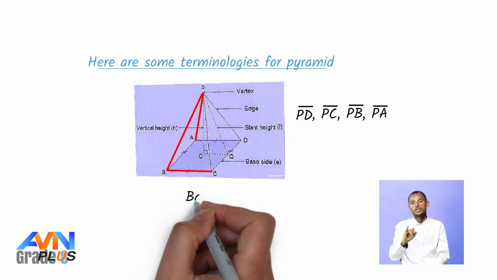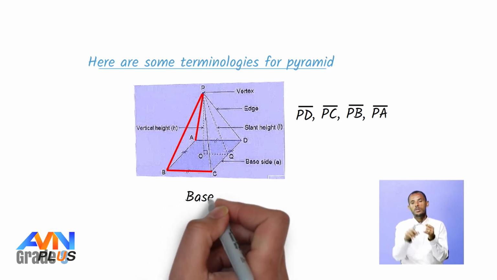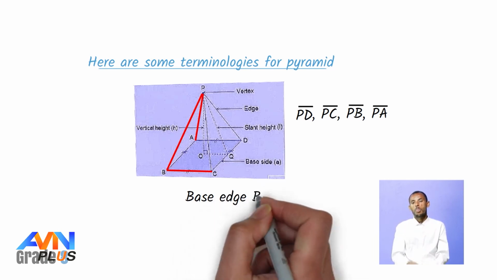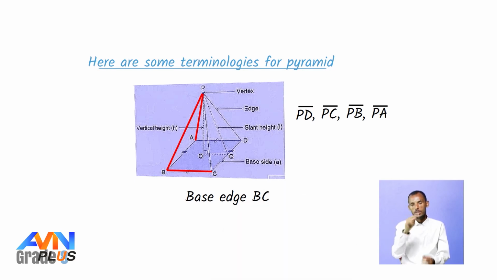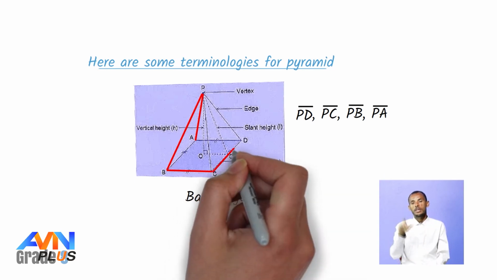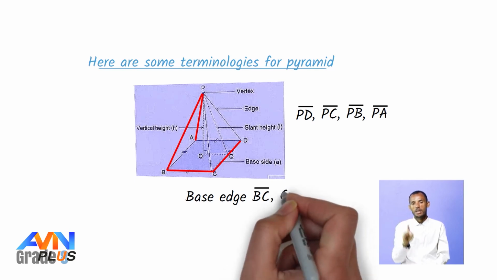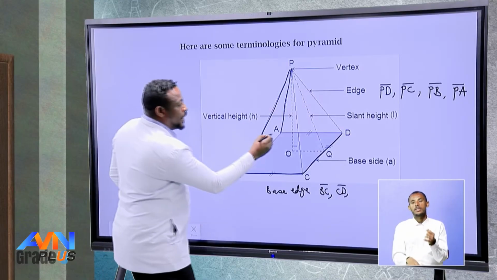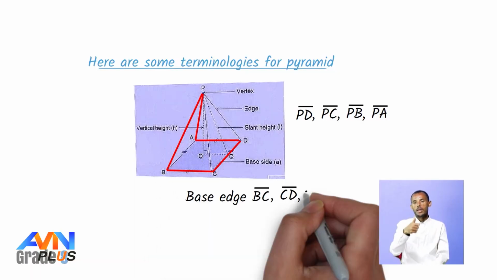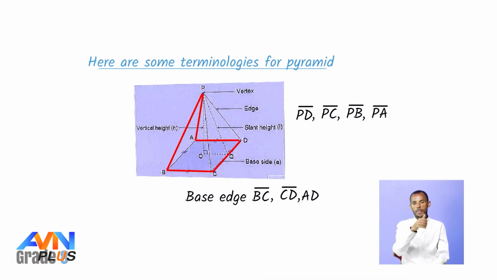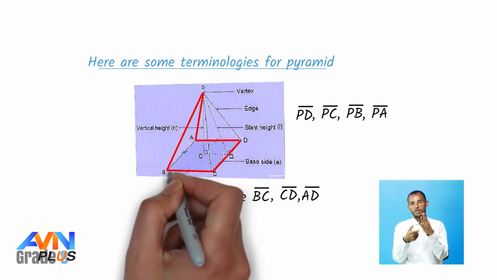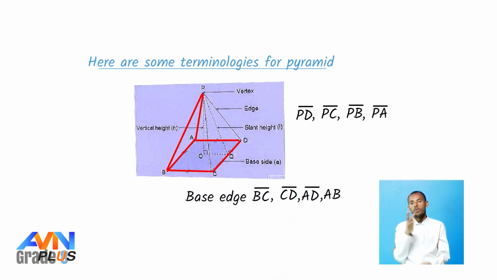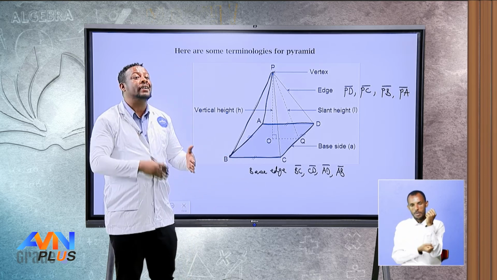BC is a base edge. Okay, you can call it a base edge. BC is one of the base edges. The other one is CD or DC, another base edge. The third one is AD, and the fourth one is this segment, AB or BA. Okay, so we have 4 base edges and 4 lateral edges.